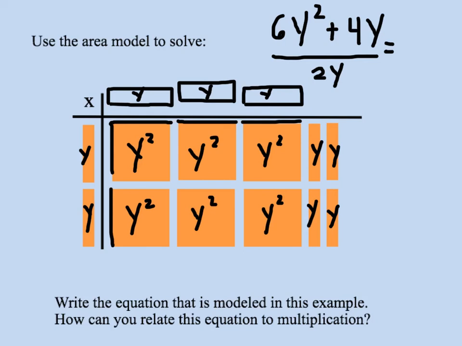These y tiles have a width of 1, and they're positive y tiles, and a positive y divided by that positive y would give us a positive. And another positive 1. We've determined that 6y squared plus 4y divided by 2y was equal to this width of 3y plus 2. This relates to multiplication because it is the inverse operation.